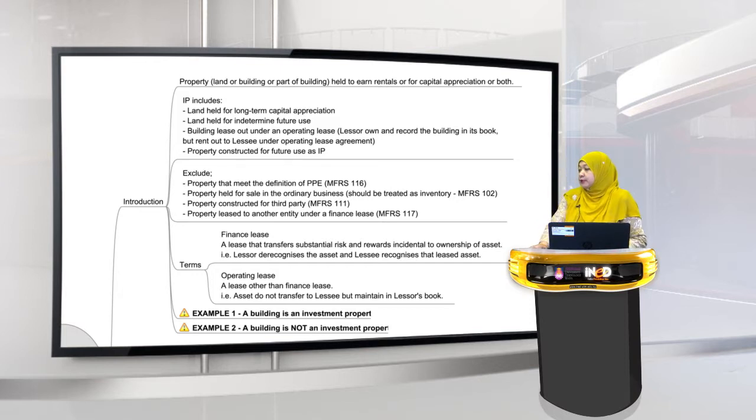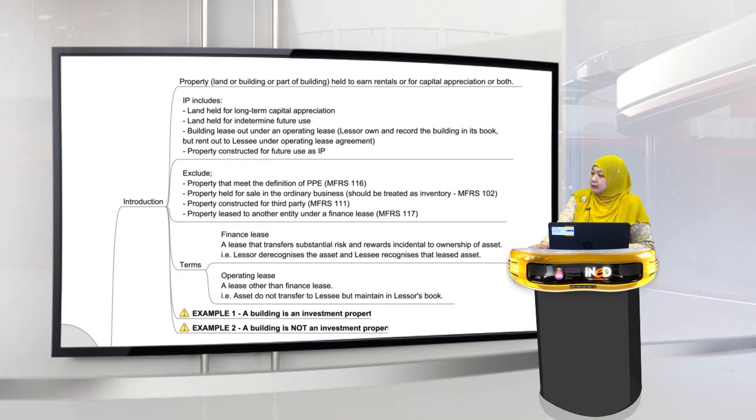Okay, so that is, the lessor would derecognize the asset, and the lessee will recognize that lease asset. All right, so if, let's say, the substantial risks and rewards still fall under the lessor, then this lease will become an operating lease. If you look at the definition, an operating lease is a lease other than a finance lease, meaning that the asset does not transfer to the lessee but is maintained in the lessor's book. So you can see the difference between finance lease and operating lease.